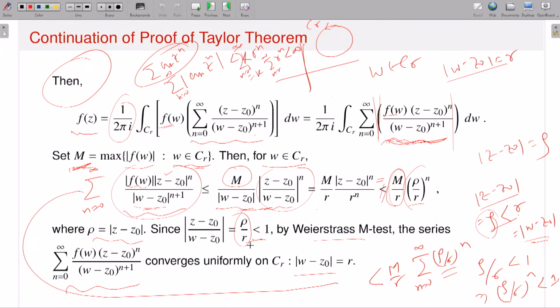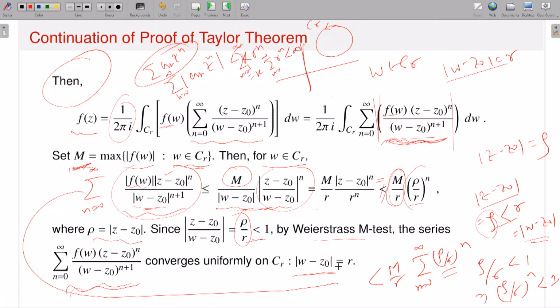Okay. So therefore this is the nth term of the series. This is absolutely dominated by some constant times (rho by r) to the power n. The sum over (rho by r) to the power n is convergent because rho by r is less than 1. By Weierstrass's theorem, this series converges uniformly on CR. CR means W runs over the boundary of the circle of center Z0 and radius r. So now the series converges uniformly on CR.